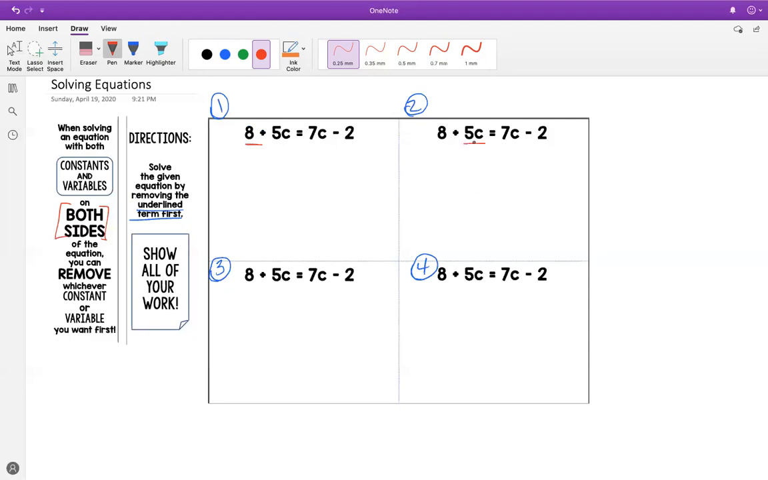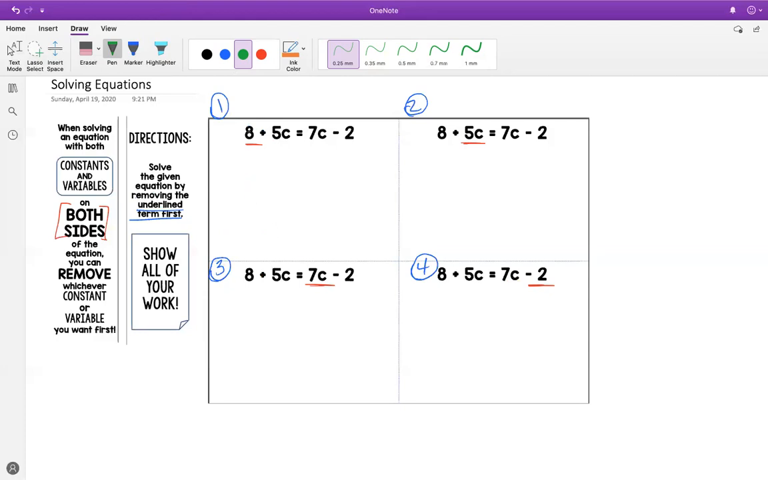So let's do that. The first one, we're going to start with this one. The next one, we're going to get rid of the 5c first. The next one, we're going to get rid of the 7c first. And the last one, we're going to get rid of that -2 first. Okay, so let's go ahead and just start, and I'm just going to talk you through how we do those. If you feel like you kind of understand it after the first or second one, attempt the next 2 on your own and then play the video back and see if you get it right.